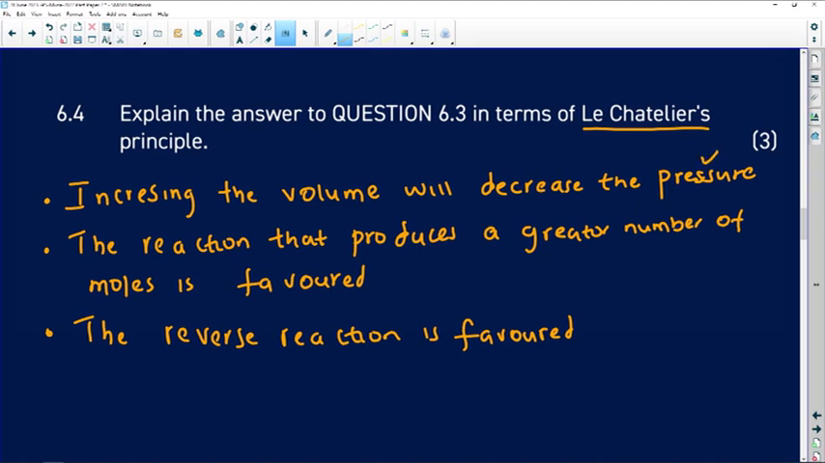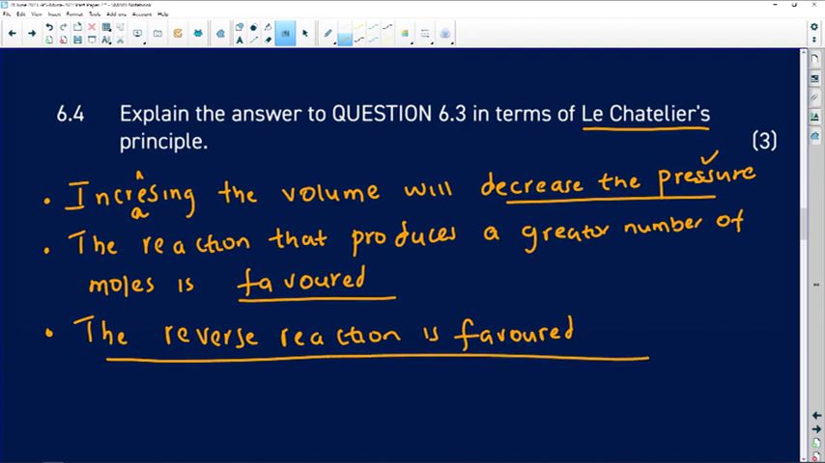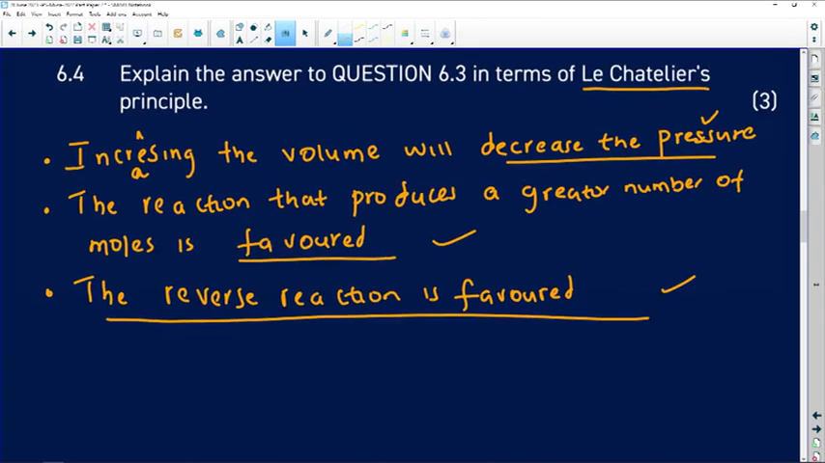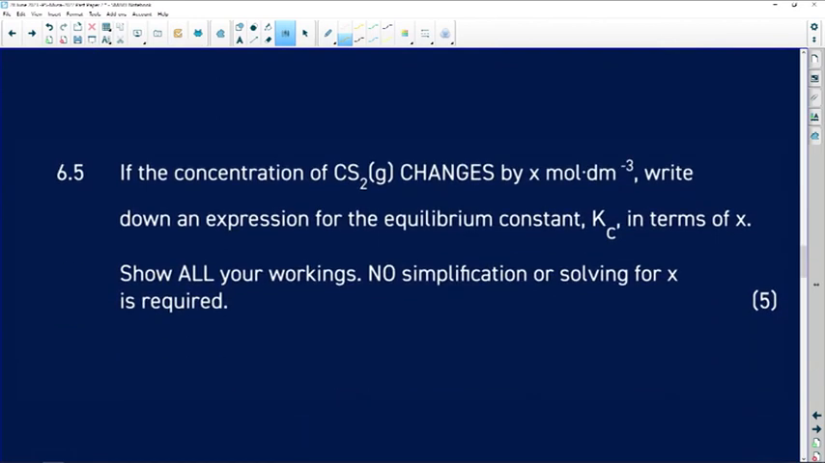The first thing you must say here, increasing. In fact, something is wrong here. Increasing the volume will decrease the pressure. The reaction that produces a greater number of moles will be favored. And which is that? The reverse reaction. You get your 3 marks there. Let's move to the next question.